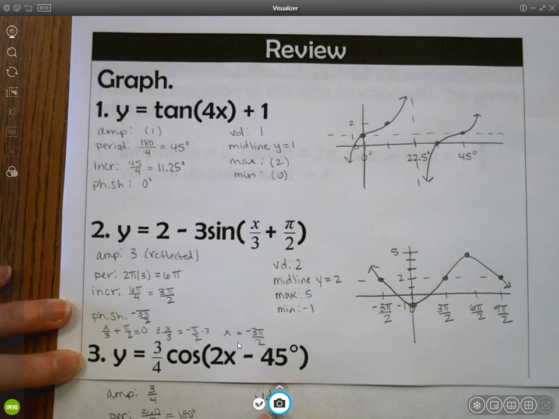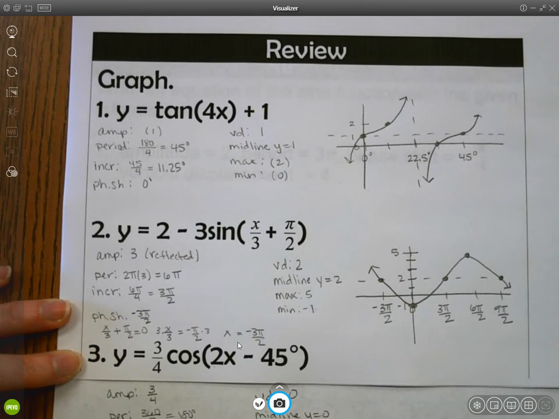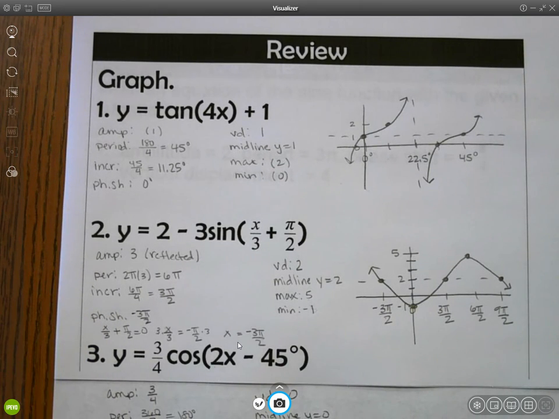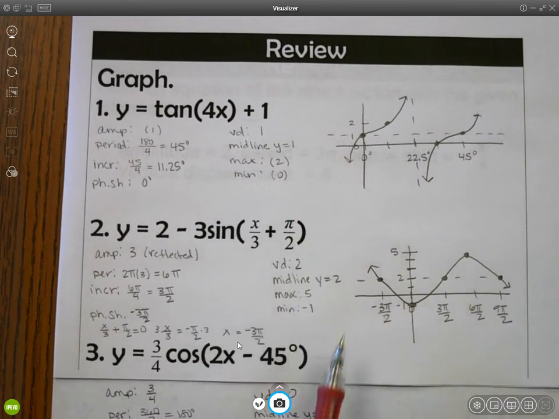All right, vertical displacement is 0. So the midline is y equals 0. The max is 3/4, and the min is negative 3/4. Again, vertical displacement is if there's anything added or subtracted in the front or the back. So like here we had a 2, and here we had a 1. Here we don't have anything. Your max is your midline plus your amplitude, and then your midline minus your amplitude.